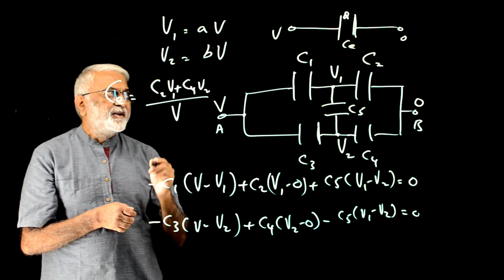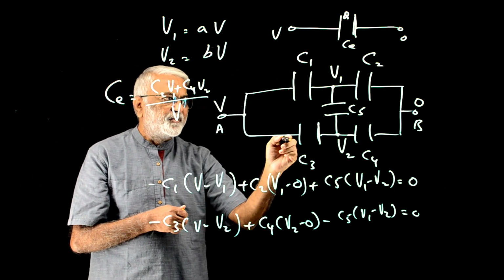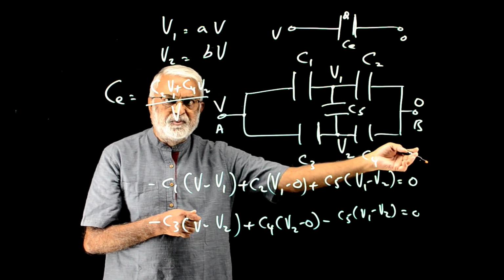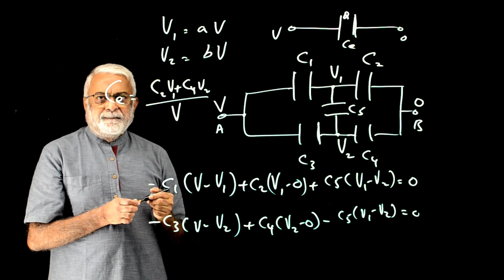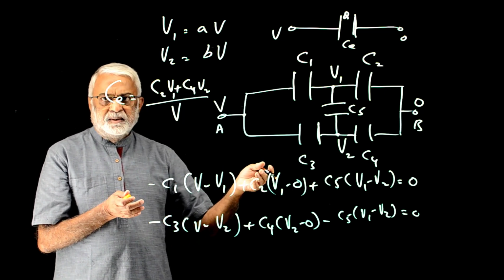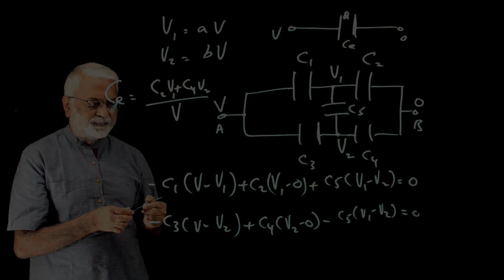So that's what we're doing. We are finding CE by saying, well, the charge that has flown in has gone onto these two plates, and it has come out from B, and whatever charge flows in must come out through B. So this is the technique for finding the equivalent capacitance when the capacitors are not in simple series or parallel.